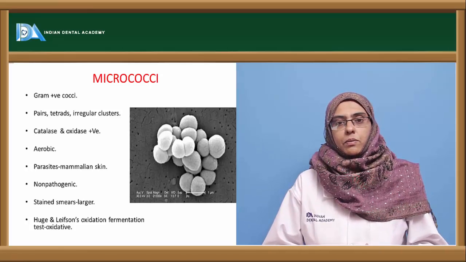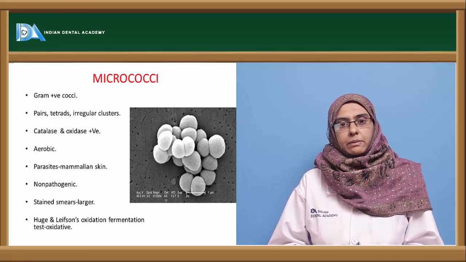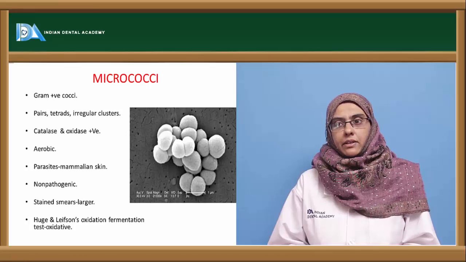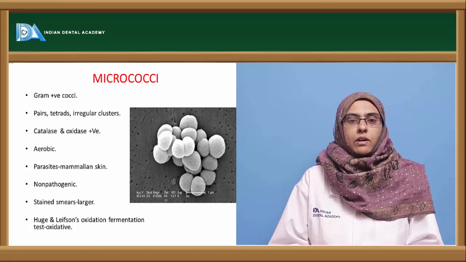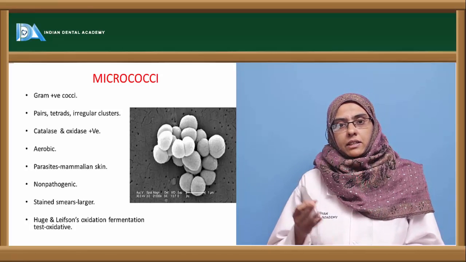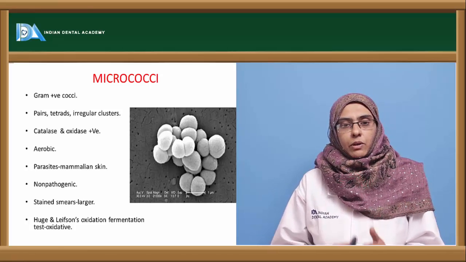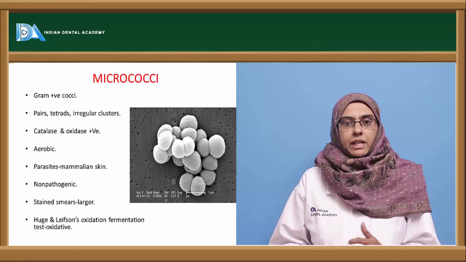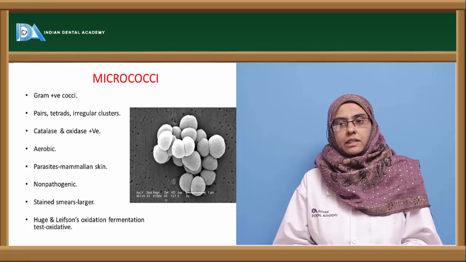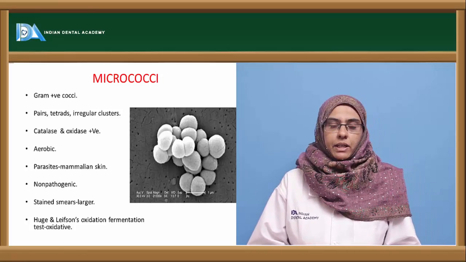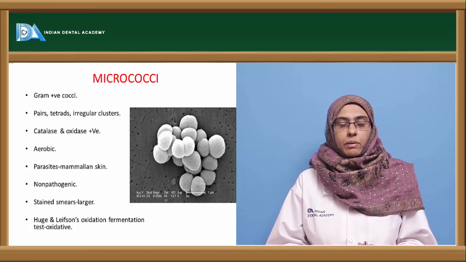Coming to the last group of staphylococci, which are also called micrococci. These are gram-positive cocci similar to the staphylococci. They occur in tetrads, pairs and irregular clusters, whereas we see staphylococci in a regular cluster. They are in the form of irregular clusters. So they were thought to be similar to staphylococci, but because they have certain different biochemical reactions, they have been classified as micrococci. And these organisms are catalase and oxidase positive. They are aerobic and they are parasites usually on the mammalian skin and non-pathogenic in nature.